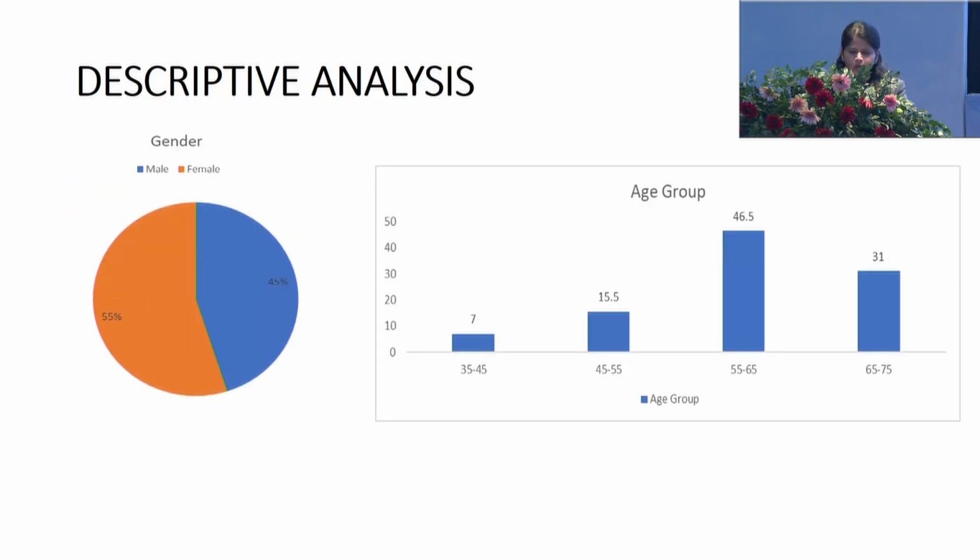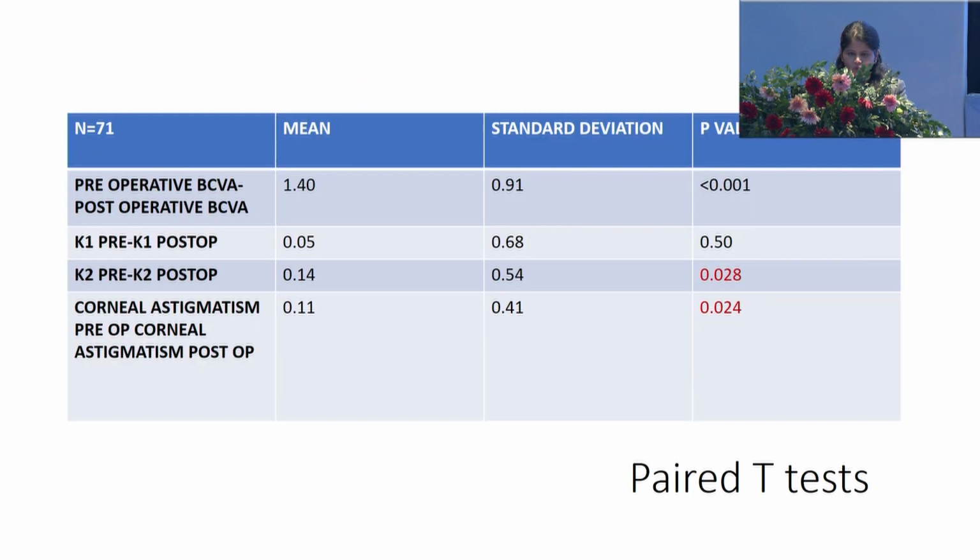A total of 32 males and 36 females were there. This pie chart shows the age distribution. The pre-operative versus post-operative best corrected visual acuity was significant. The steep axis pre-operative versus post-operative was significant, and there was a reduction in post-operative astigmatism.